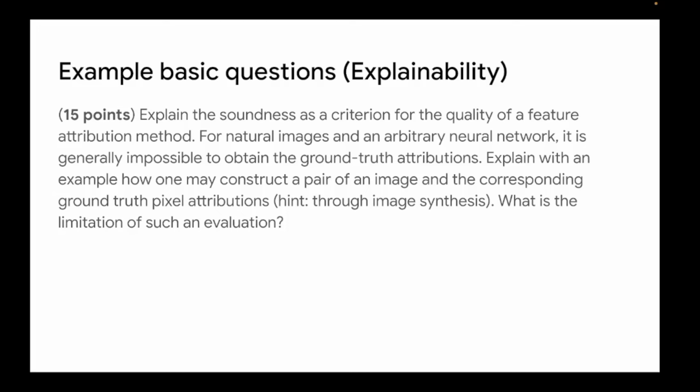Next question, again, explainability. Explain the soundness as a criterion for the quality of feature attribution method. For natural images and arbitrary neural network, it is generally not possible to obtain ground truth attributions. Explain with an example how one may construct a pair of an image and the corresponding ground truth pixel attributes. Hint, through image synthesis. What is the limitation of such an evaluation? Okay.